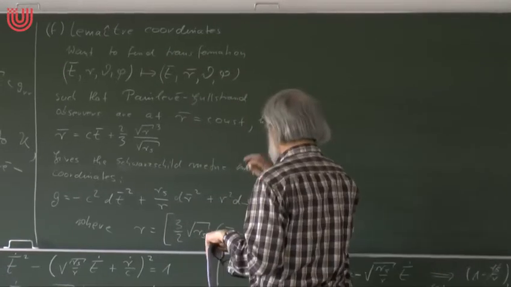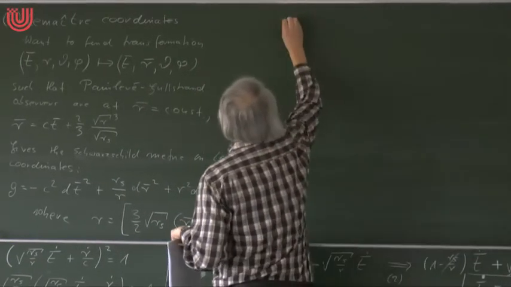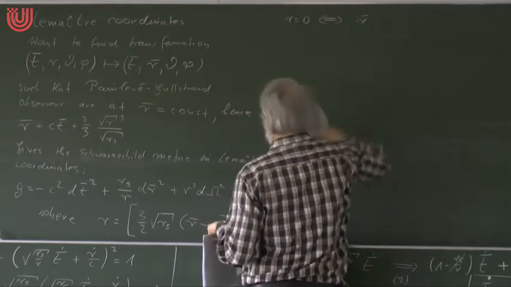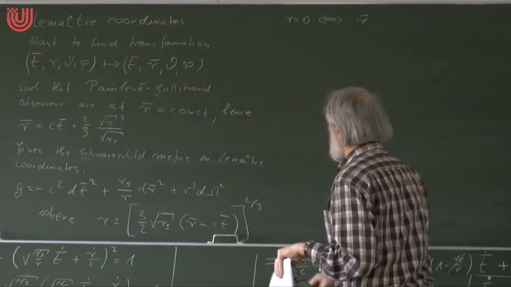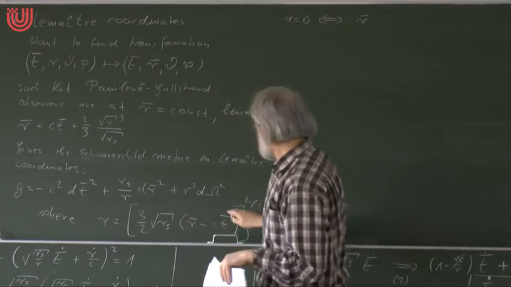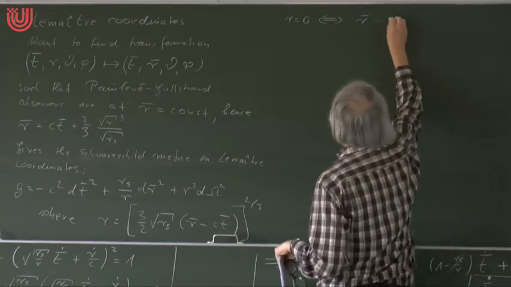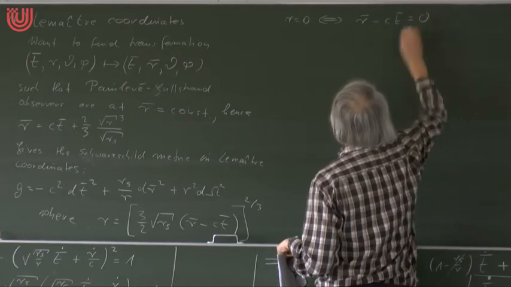So let's check where the singularity is now. The singularity was r equals 0. What does this mean for r bar and t bar? If r is equal to 0, then obviously this bracket must be 0, right? So r bar minus ct bar must be 0.